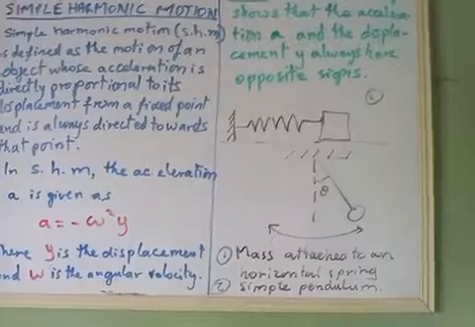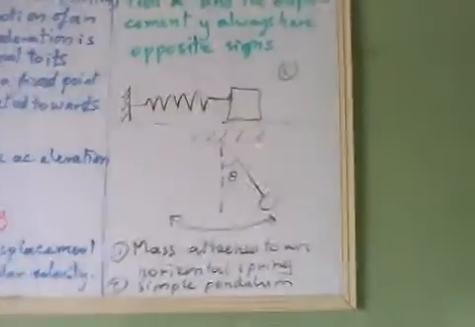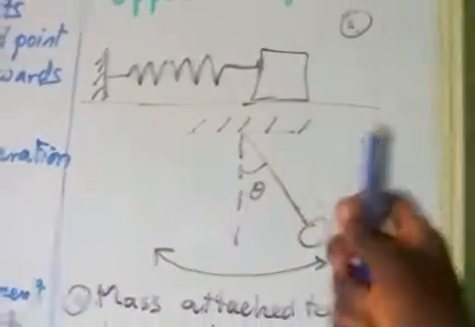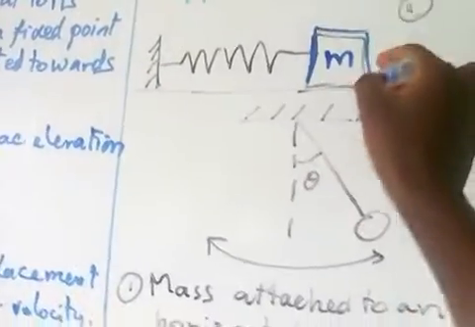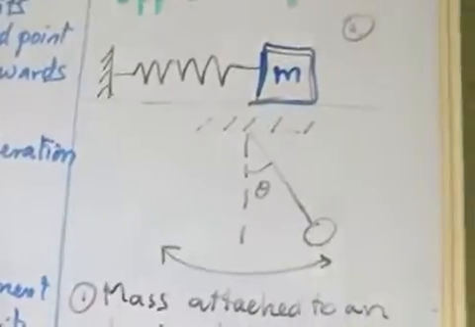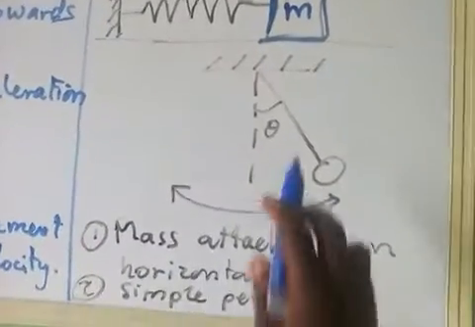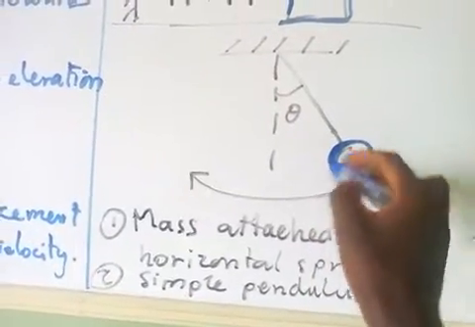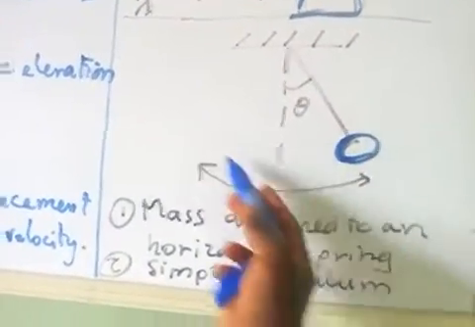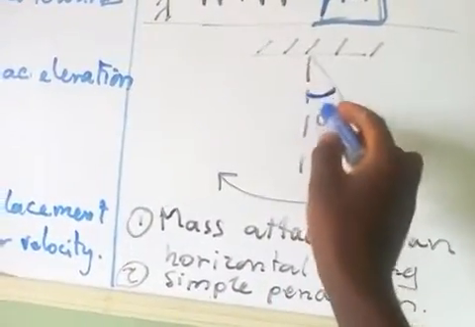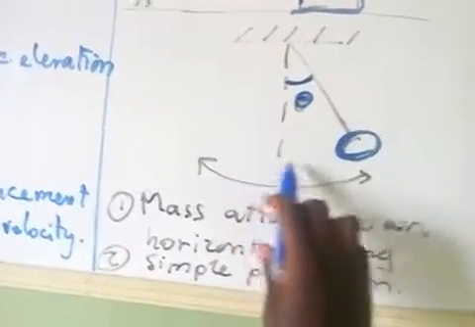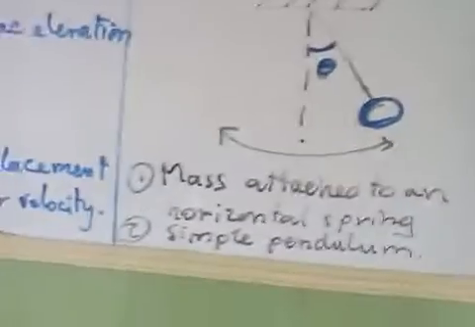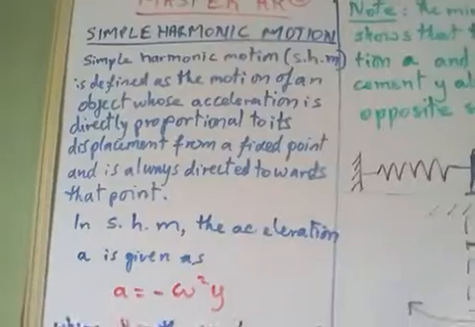Here on the board we have two examples of simple harmonic motion. We have this, which is the oscillation of a mass M attached to a horizontal spiral spring, and this, which is a simple pendulum bob that we oscillate through a small angle theta when displaced from its position of rest, which was here. Now I want to explain the definition of simple harmonic motion.